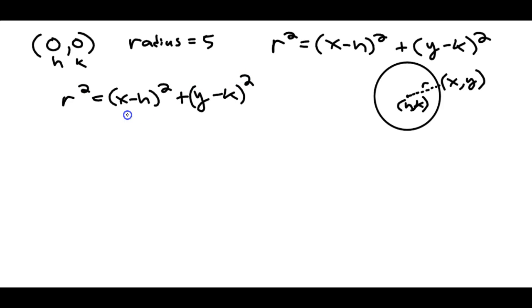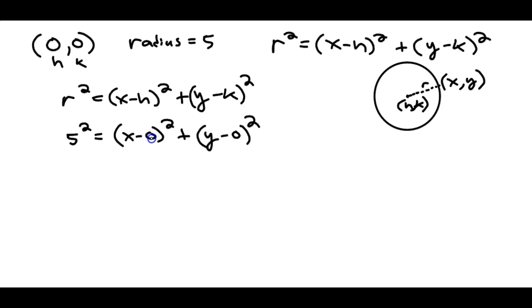And then all you've got to do is just substitute your values in. If you know the radius and you know the center, all it is is substitution. So the radius is 5. 5 goes in for r, so you get 5 squared equals (x minus 0) squared plus (y minus 0) squared. And then clean it up.